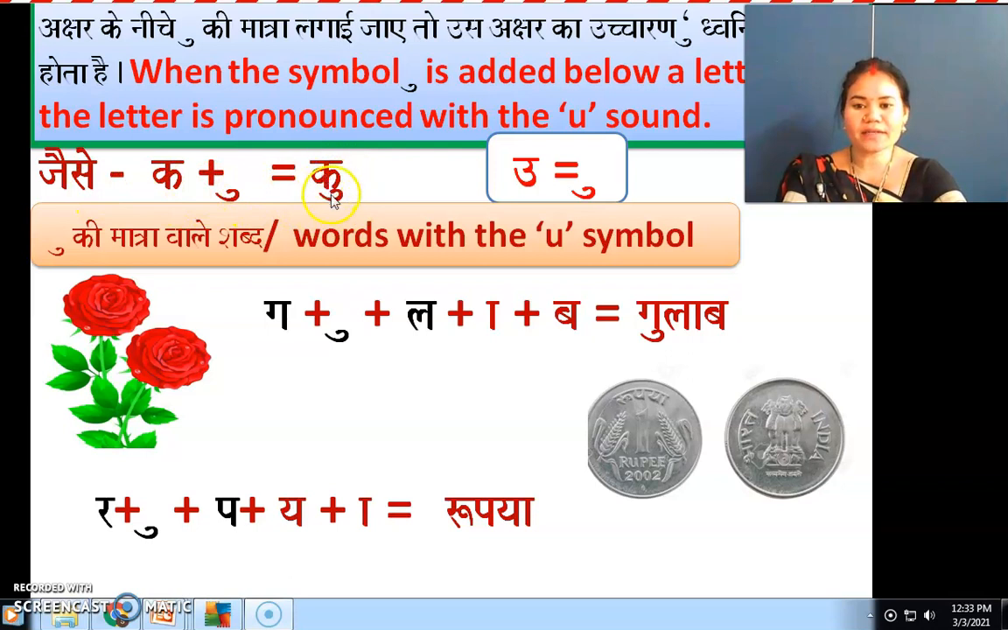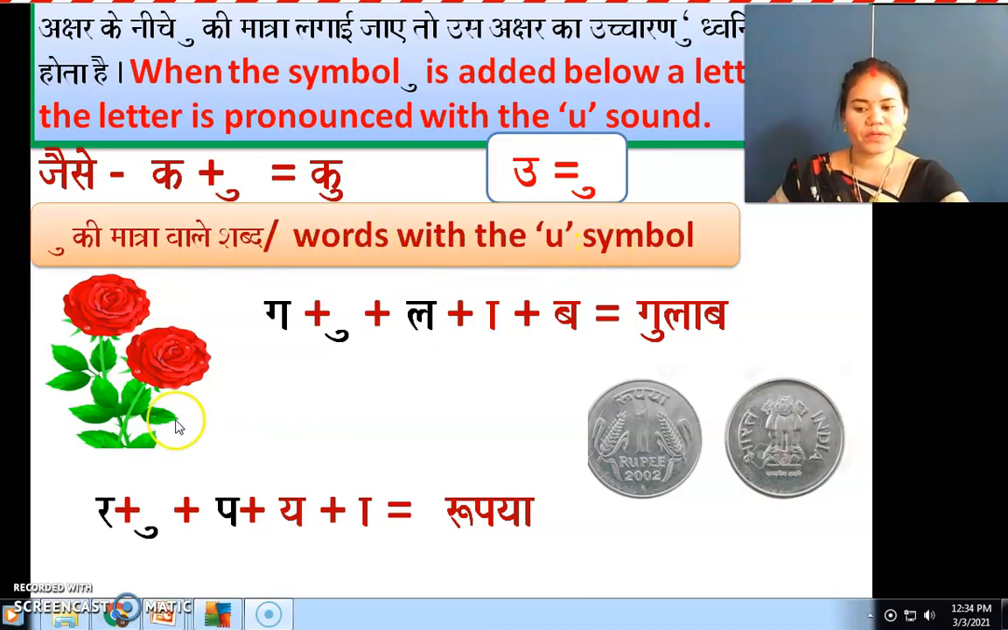For example, here ka plus U. So where are we adding it? Below the ka, right? Here ka is given, and the symbol of U, so you have to add it below ka. Okay, so ka and U, what is that? Who's going to say? Yes children, very good, superb. Ku. So this one is a vowel letter U and this one is a symbol of U. Okay. So U की मात्रा वाले शब्द, the symbol of U with letters and words.